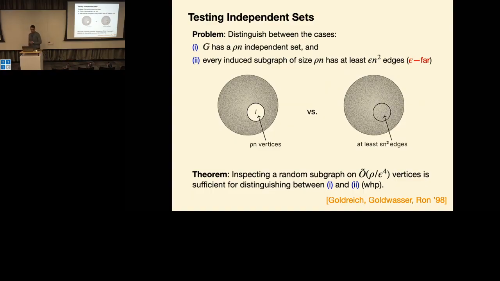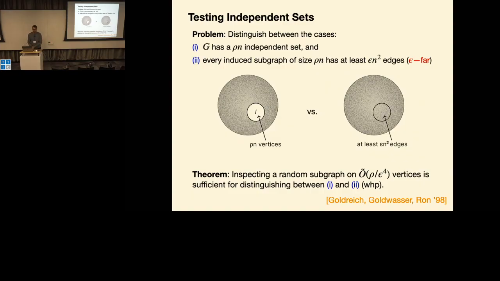It turns out this easier version of the problem was one of the problems studied by Goldreich, Goldwasser, and Ron when they first studied property testing in the 90s. What they showed was that you can distinguish between these two cases with high probability by just taking a random set of rho over epsilon to the 4 vertices, querying all the possible edges between these vertices, and just by looking at that small number of edges, you can distinguish between these two cases.